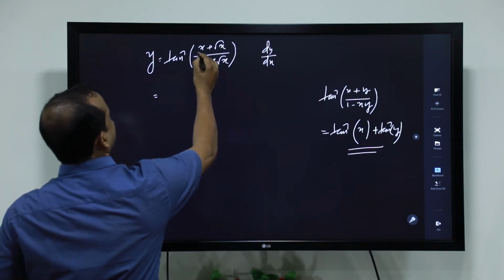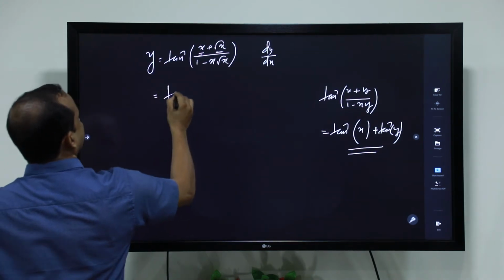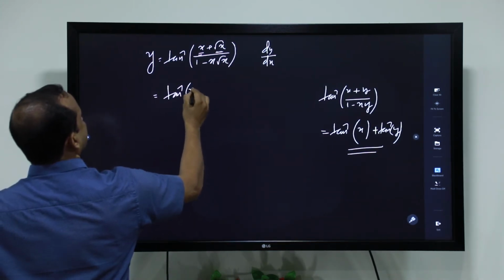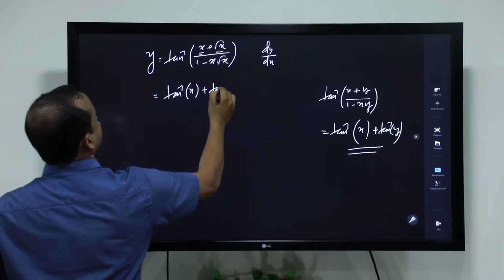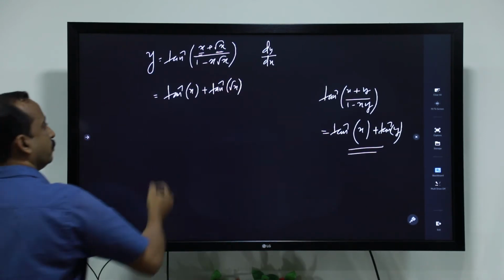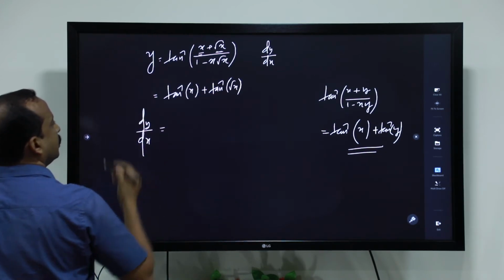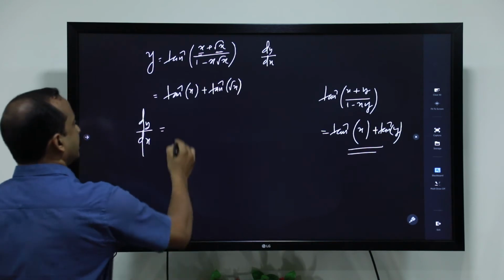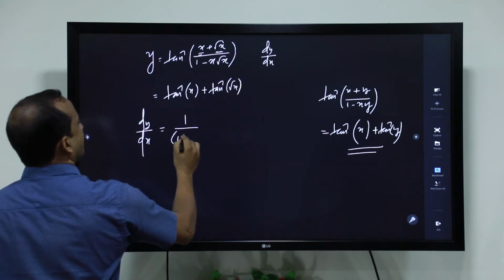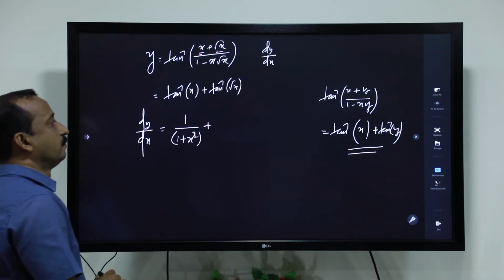Here x corresponds to x and y corresponds to root x. Therefore our simplified form is tan inverse x plus tan inverse root x. Now find its derivative, that is dy by dx. You already know the derivative of tan inverse x is 1 divided by 1 plus x square.